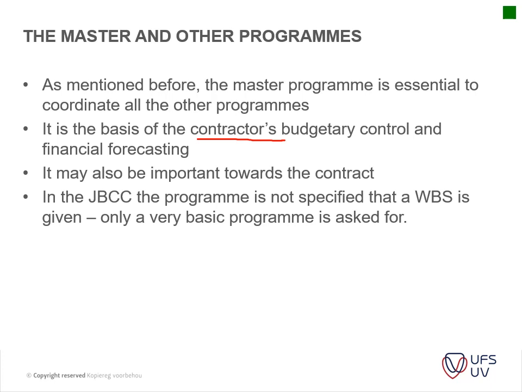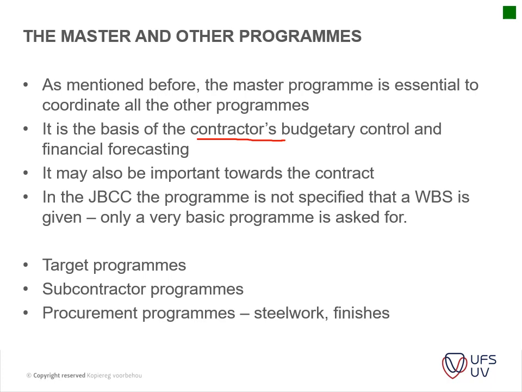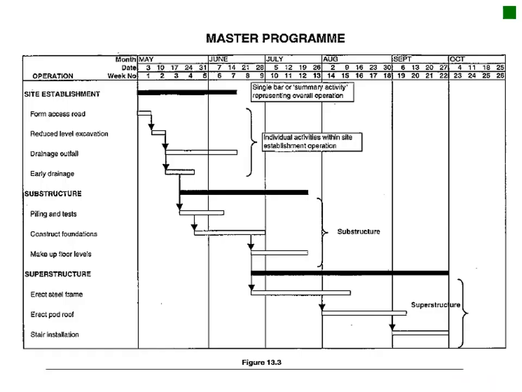Okay, then I just inserted an example, like JBCC doesn't ask for a work breakdown structure, although the GCC, NEC, and the FIDIC do ask for a breakdown like that. Okay, then you've got target programs, subcontractor programs, procurement programs, etc., which are based on the above.